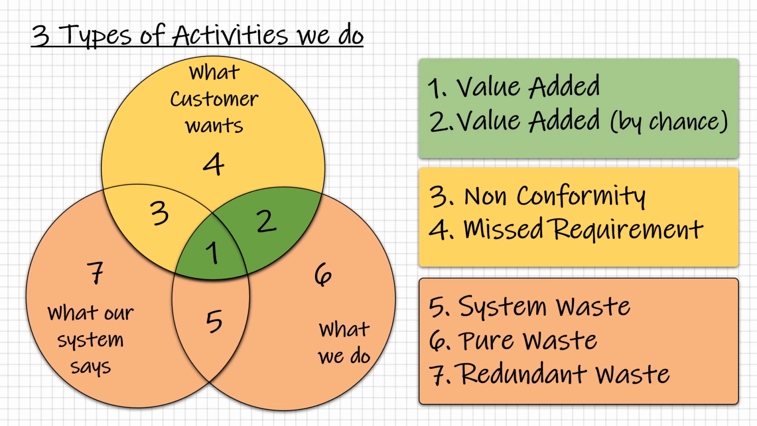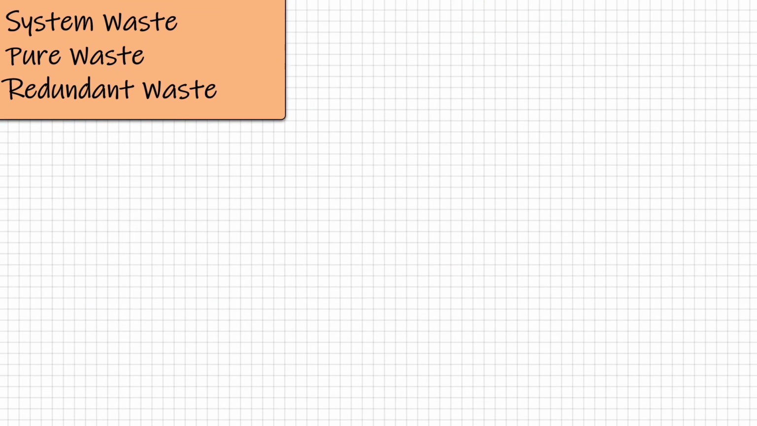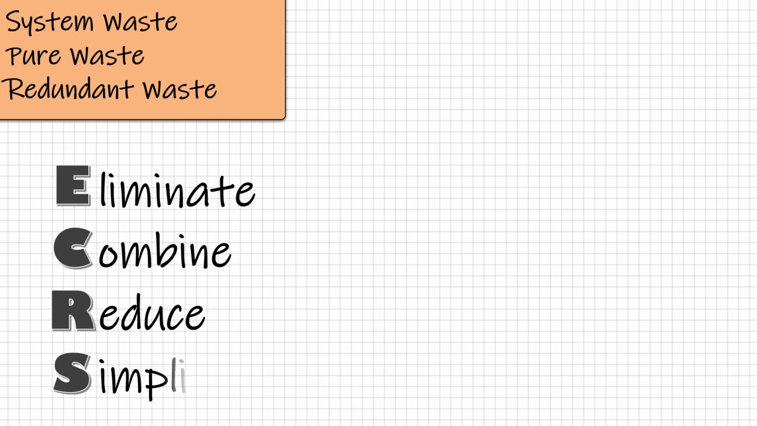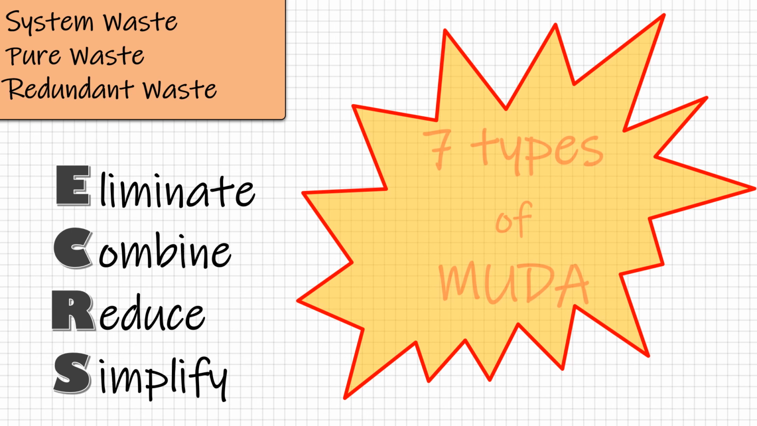For remaining items, we can follow the ECRS in the exact same order, where we ask, can this activity be eliminated? If not, can it be combined with any other activity? If not, can I reduce this activity? If not, can I simplify this activity? We will study more about the waste activities in 7 types of muda.